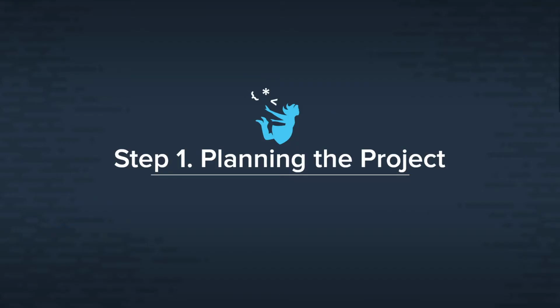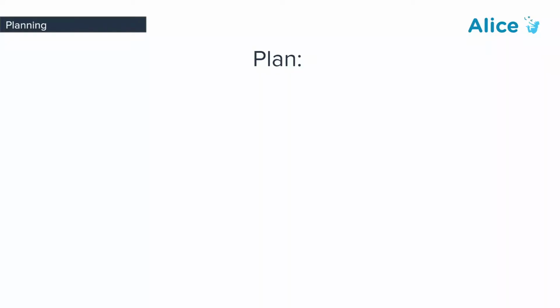Step 1. Planning the project. The first step is to brainstorm and plan the Alice world we want to create. There are many methods to do this, such as drawing maps, flowcharts, scripts, and there are guides on the Alice website for these. But to simplify things a bit, we will just list down what we want our Alice world to do in a logical order.